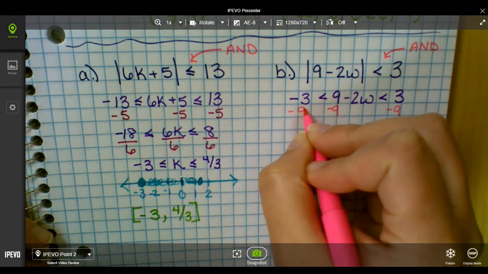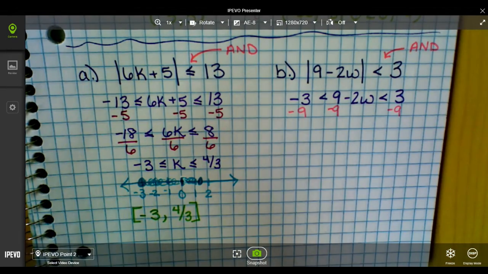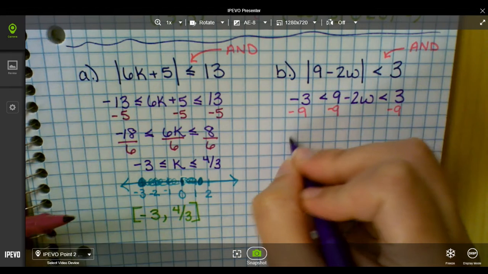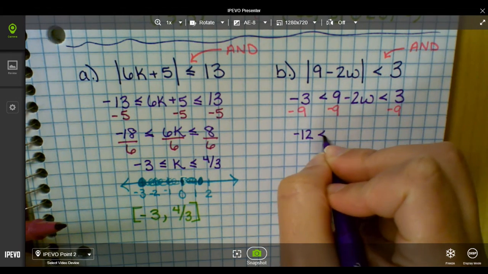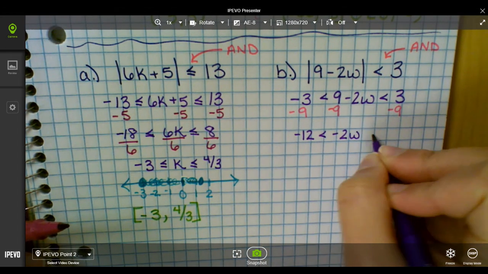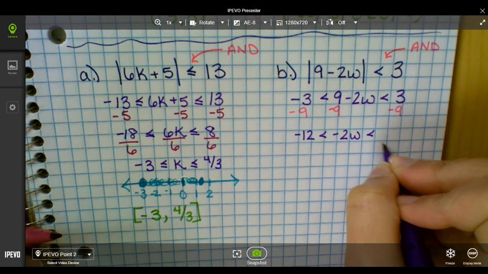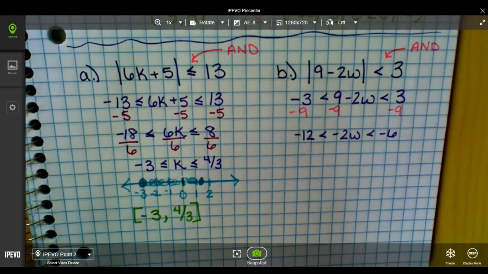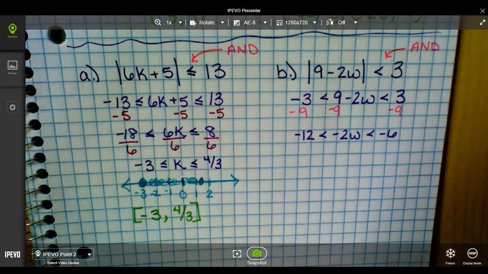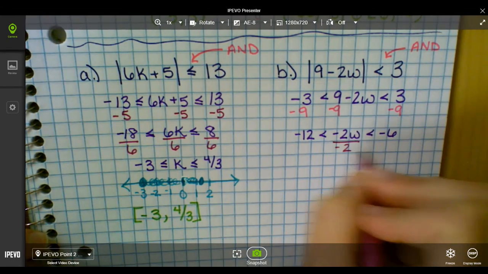All right, so anyway, I'm going to start with a 9 because that does not have the W attached to it. I have to subtract that 9 everywhere. And then I'm going to have -12 is less than -2W, which is less than -6. Then I'm going to divide everything by -2.